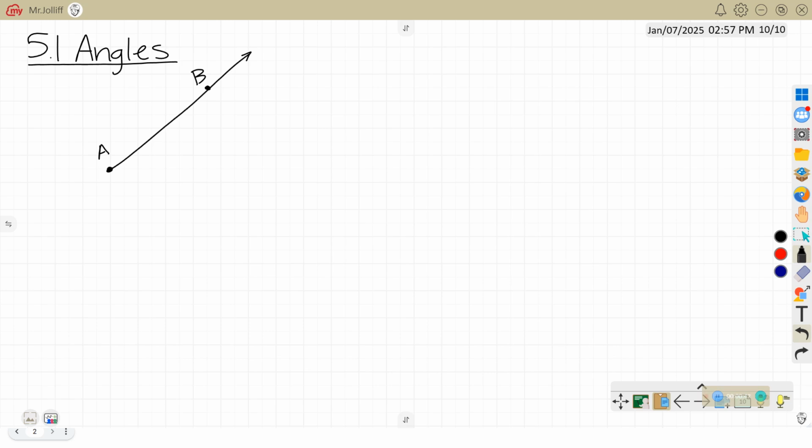It's straight, it's linear. It has one endpoint, so it stops on one side and goes forever in the other direction. Does anybody remember what we call those? Any guesses?